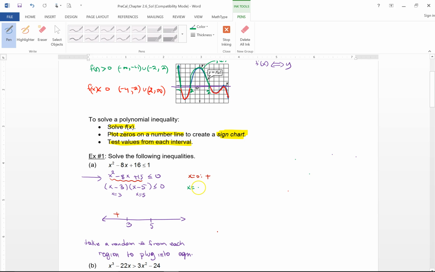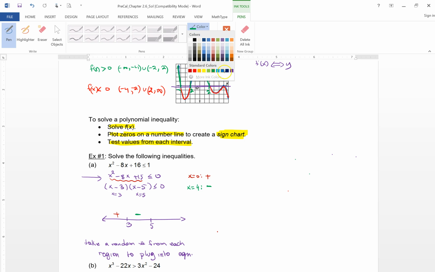Okay, so we're going to plug in x equals 4 into here. What do you get when you put x equals 4 in there? Now look, because this and this are the same, you could also put 4 into this step here. So 4 minus 3 is 1. 4 minus 5 is negative 1. So you're going to get negative. And then the last one, we're going to plug in, I don't know, 10. I like 10 because it's a round number. If I put 10 in the first parenthesis, I get a positive number. Here I get a positive number. That means it's positive. So this is now my sign chart.